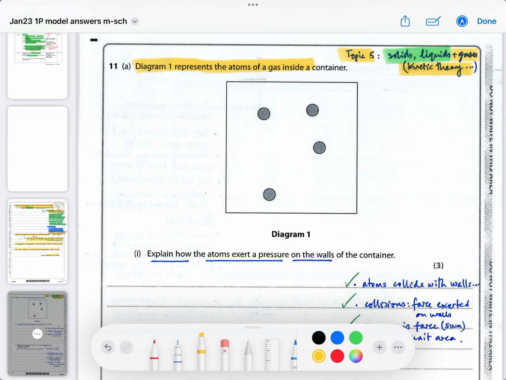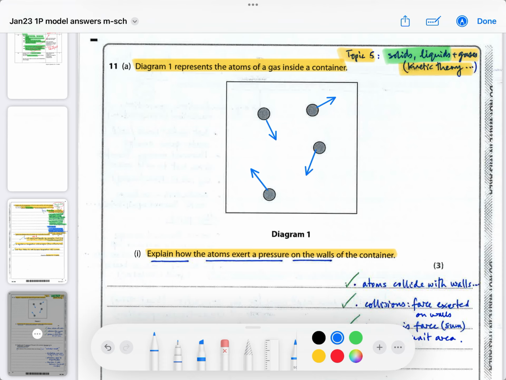Diagram 1 represents the atoms of a gas in a container. You can tell it's a gas because the atoms are far apart. Explain how the atoms exert a pressure on the walls. Well, what are these atoms doing? These atoms are whizzing around randomly. This one might be going that way, this one this way, this one this way, and this one this way. And they keep on colliding.